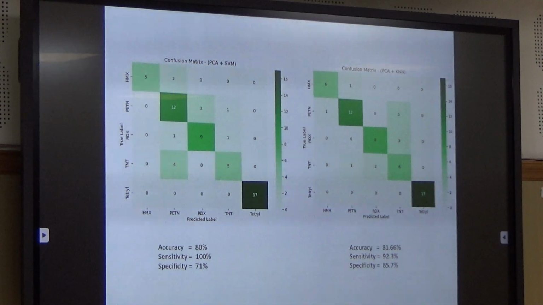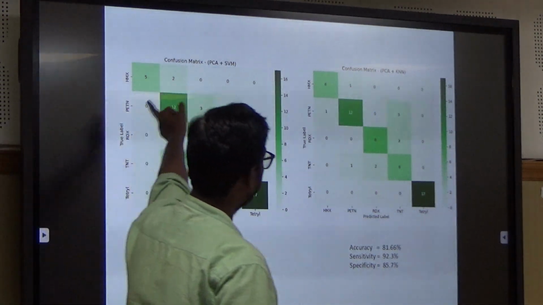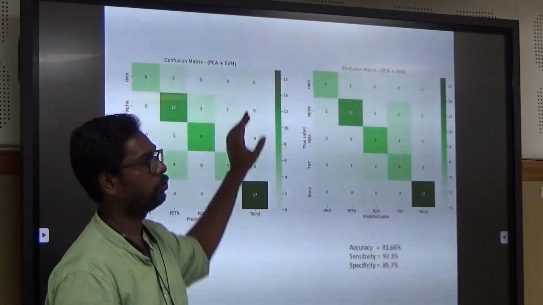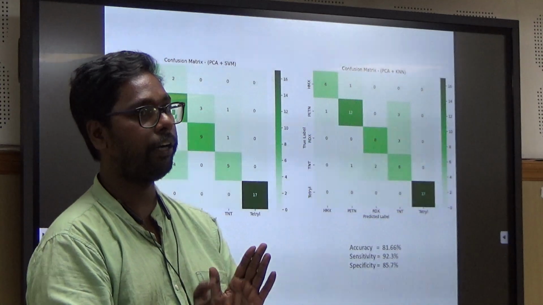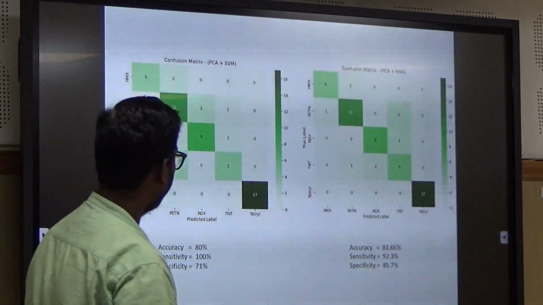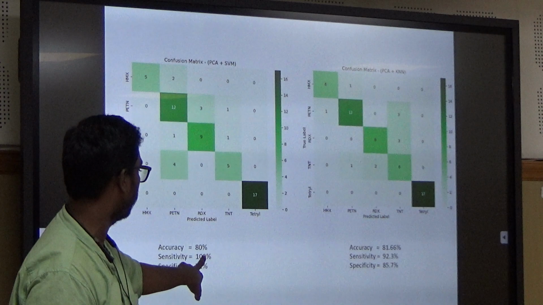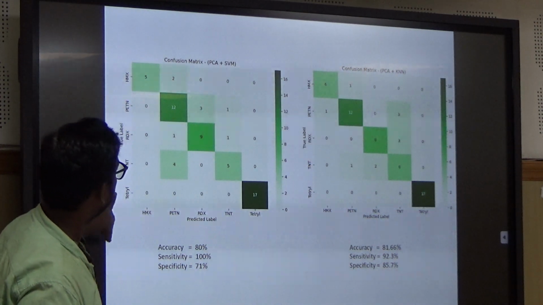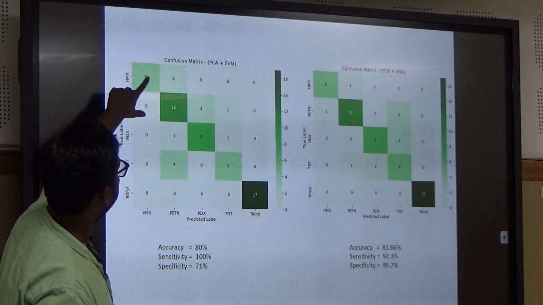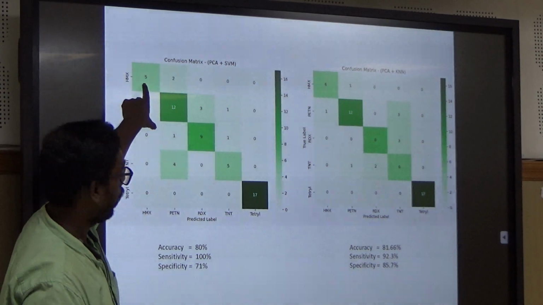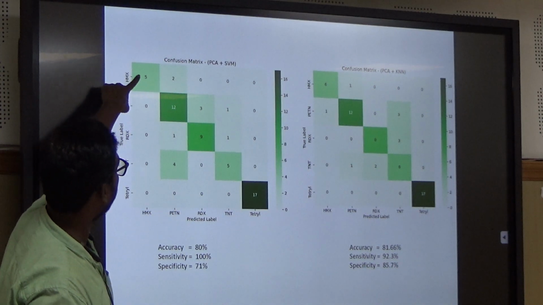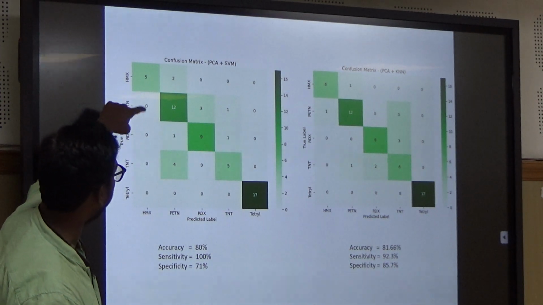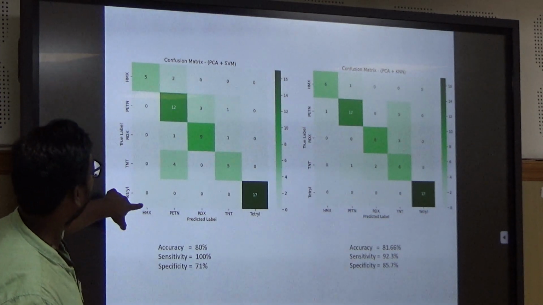So once you perform this, these are my confusion matrices. First is the confusion matrix for PCA plus SVM. So PCA data is combined with the support vector mechanism, and my accuracy is around 80%, sensitivity is 100, specificity is 71. So these are two labels. What it does is take 5 samples from the HMX and see how many it predicts correctly. All 5 are correctly predicted. HMX is predicted as HMX, it is not predicted as PETN, RDX, TNT or LA.